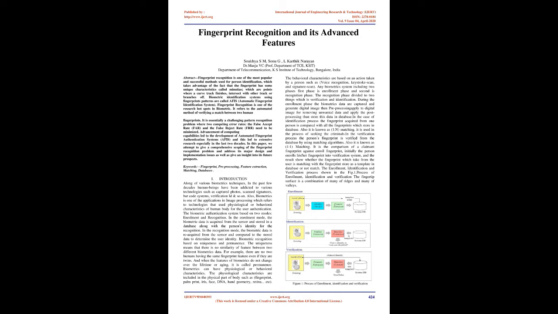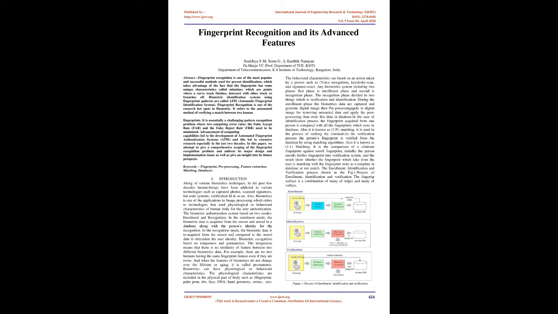keystroke scan, and signature scan. Any biometric system includes 2 phases. The first phase is the enrollment phase and the second is the recognition phase. The recognition phase is divided into 2 things, which are verification and identification. During the enrollment phase the biometric data is captured to generate a digital image, then pre-processing is applied to the digital image to remove unwanted data, and post-processing is applied, then this data is stored in the database.